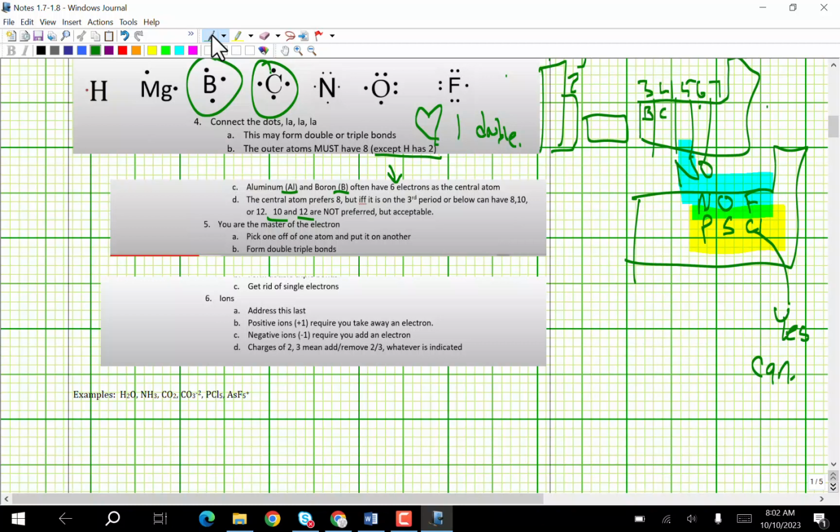You are the master of the electron. You can pick one off of one atom and put it on another. You can form double and triple bonds. You can get rid of single electrons. Now, that's the most important thing. You cannot have single electrons.